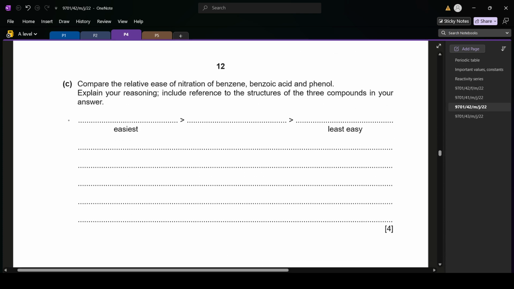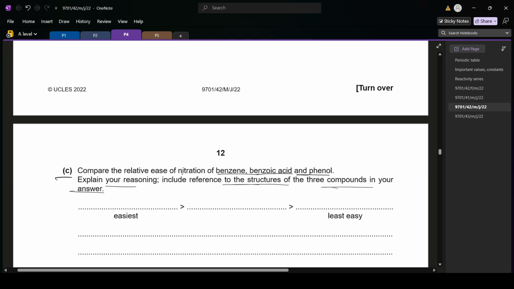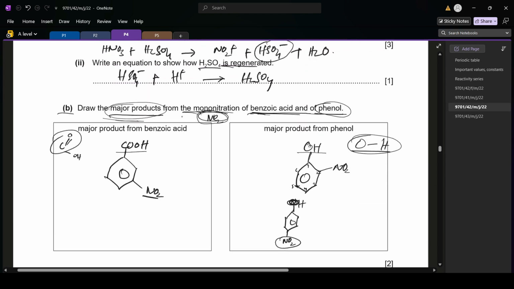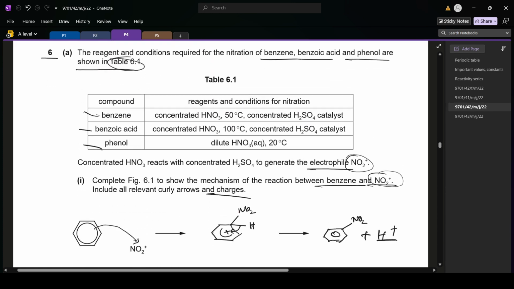Part C. Compare the relative ease of nitration of benzene, benzoic acid, and phenol. Explain your reasoning. Include reference to the structure of the 3 compounds in the answer. So which one will be most easily nitrated: benzene, benzoic acid, or phenol?